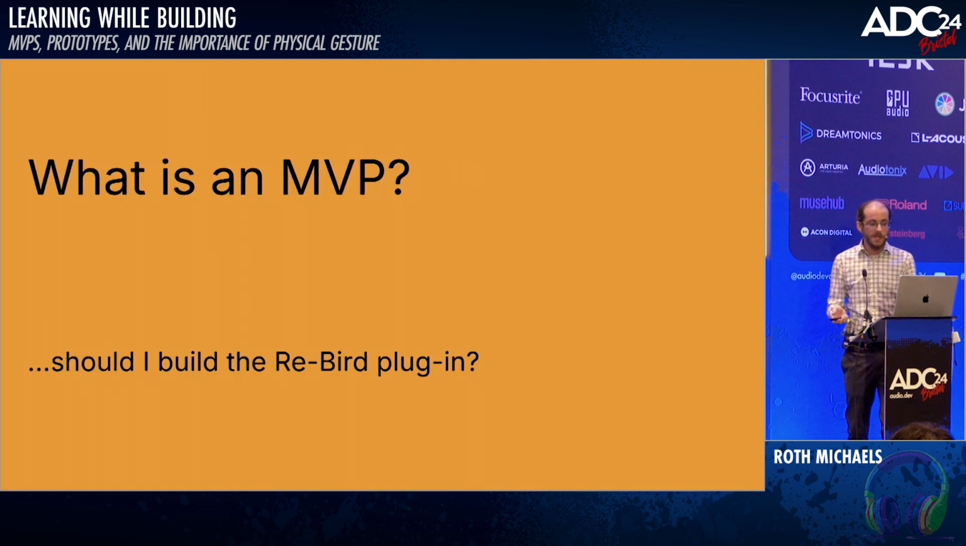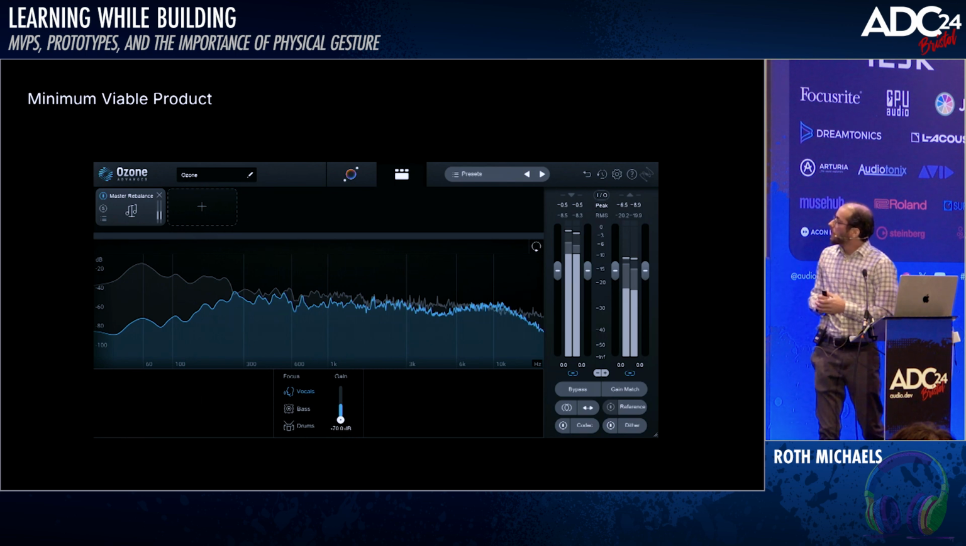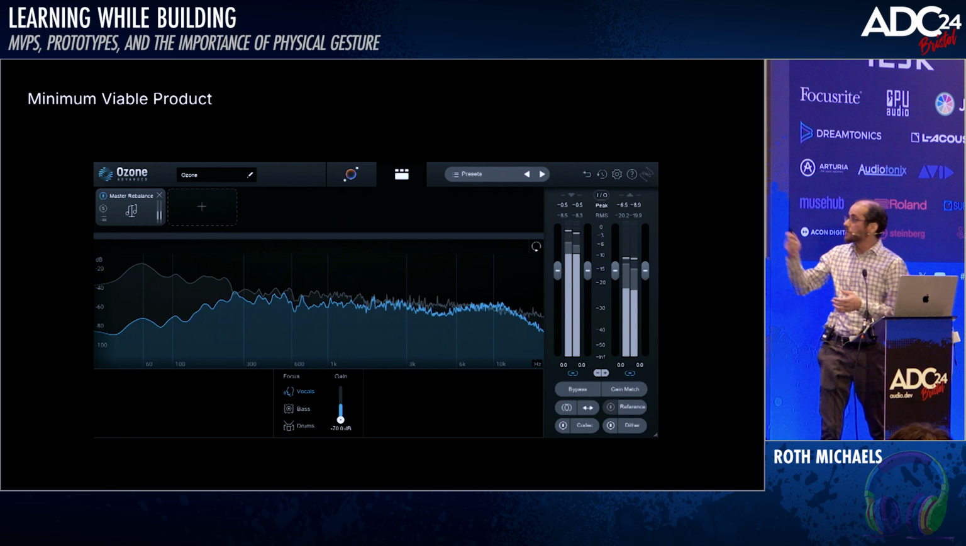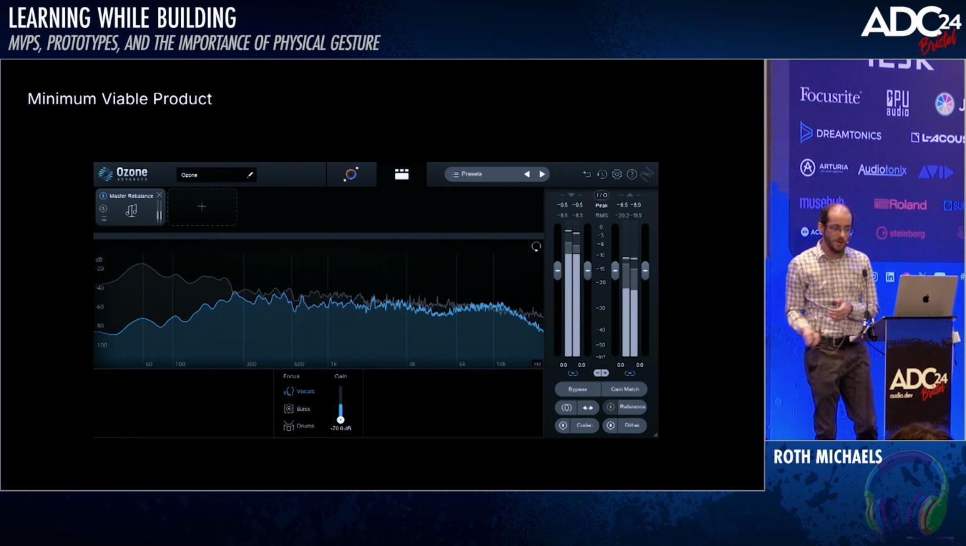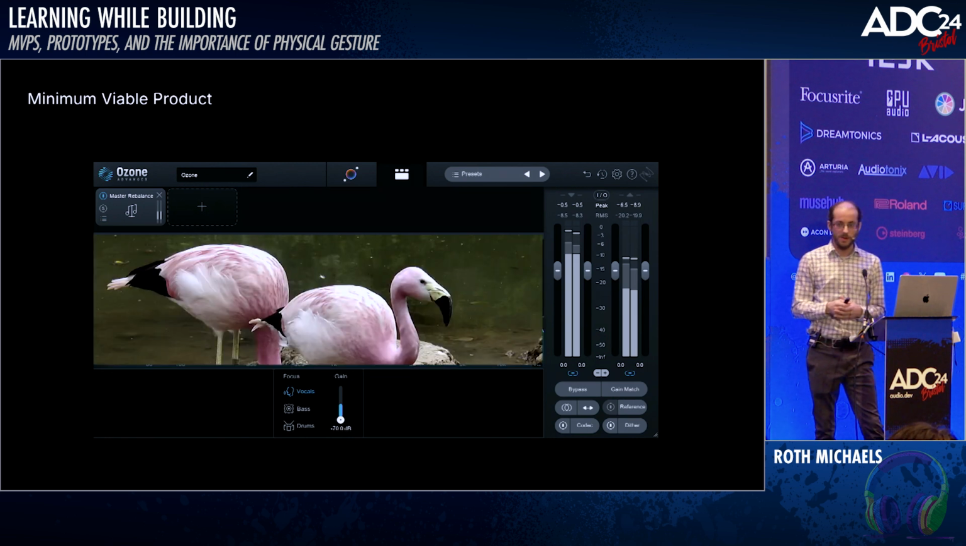So what is an MVP then, if it's not a prototype? So I'm going to give you an illustrative example. Should I build this Rebird plugin I've been dreaming of? A number of years ago, when I was the tech lead for our mixing and mastering software at iZotope Ozone, we were coming up with real-time source separation technology to readjust the balance of either your vocals, bass, or drums. I thought, oh, it might be a cool, fun plugin to use that to take out your vocals and replace it with flamingo sounds.